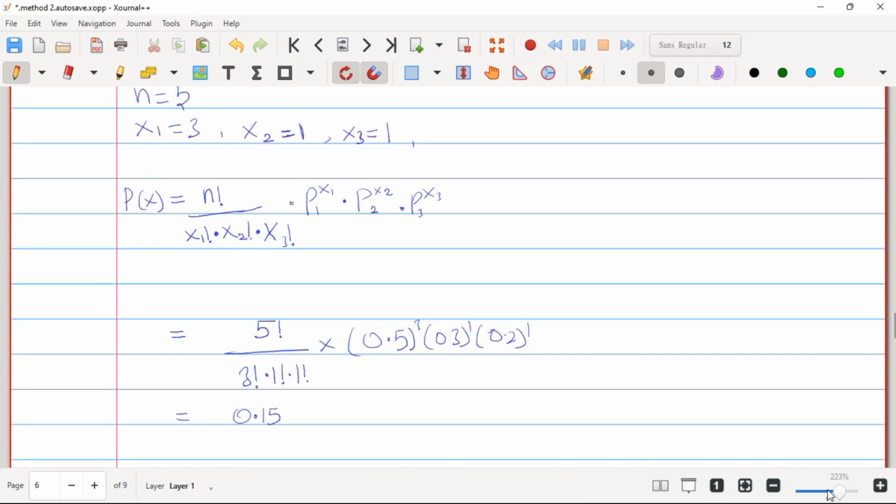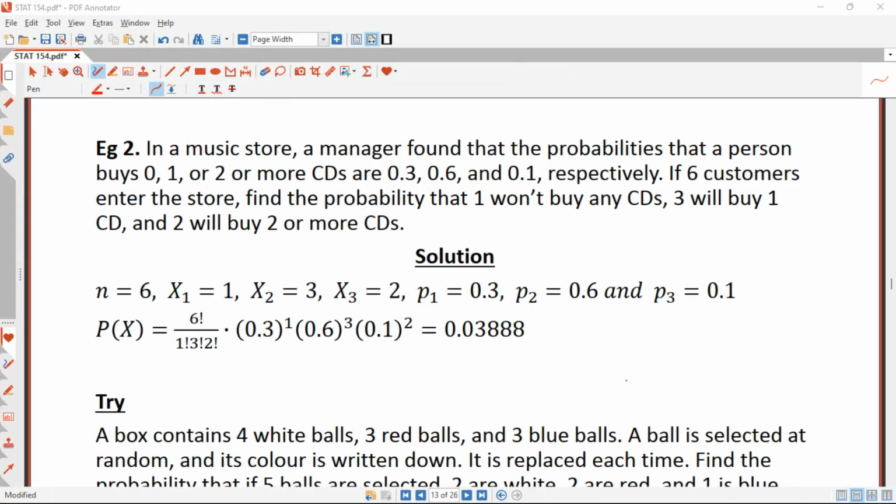So let's go and tackle our second question. So this is our second question, right? It said, in a music store, a manager found that the probability that a person buys 0, 1, or 2 or more CDs are 0.3, 0.6, and 0.1 respectively. If 6 customers enter the store, find the probability that 1 won't buy CDs, 3 will buy 1 CD, and 2 will buy 2 or more CDs, right?